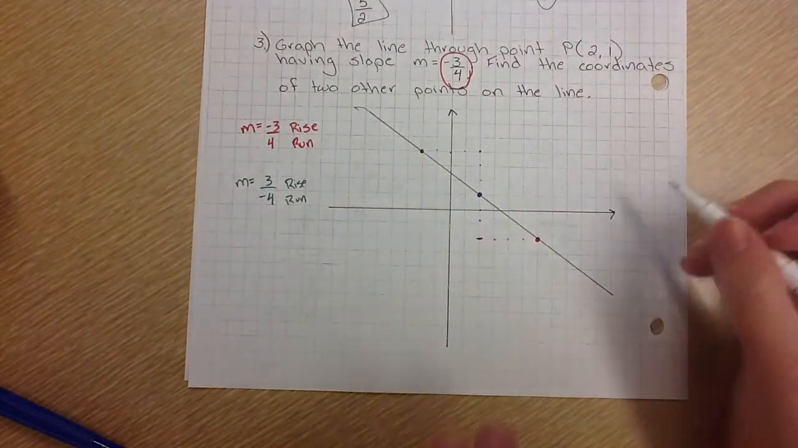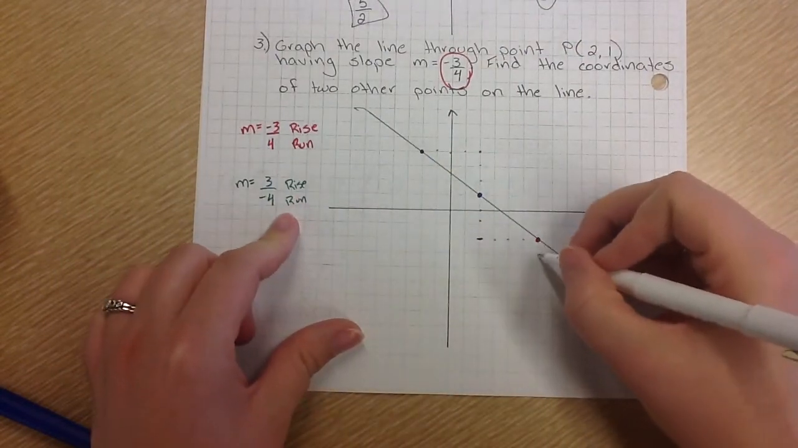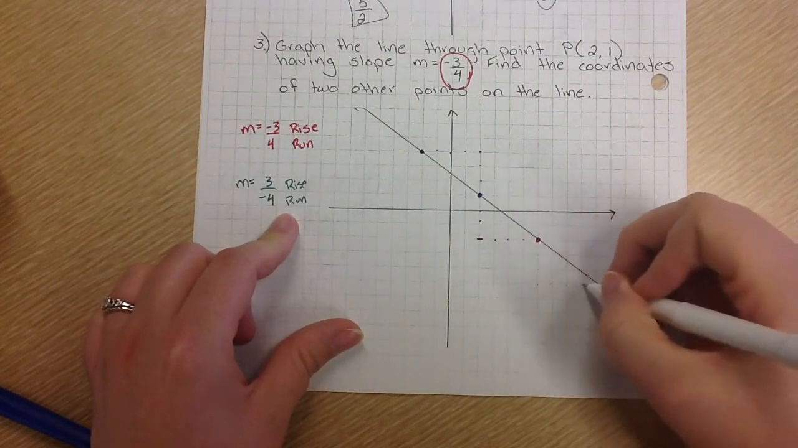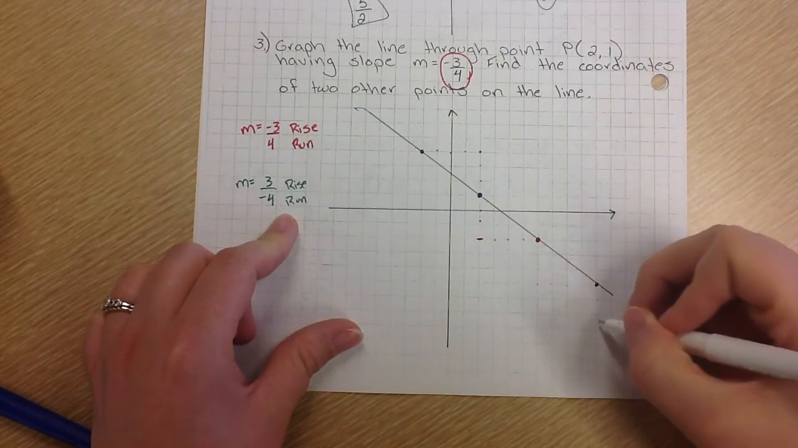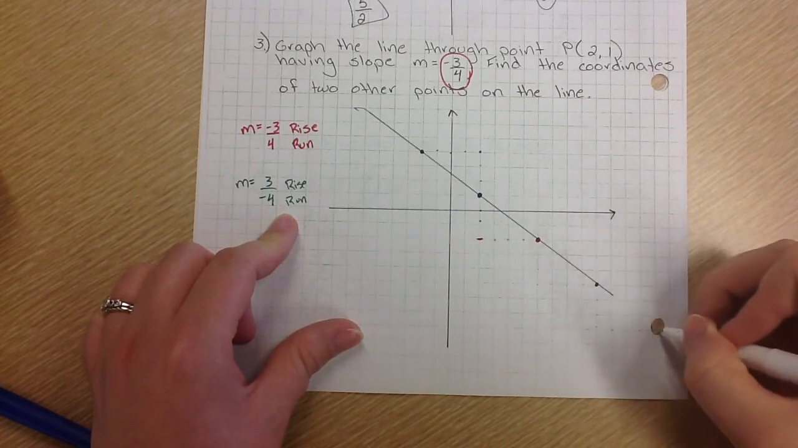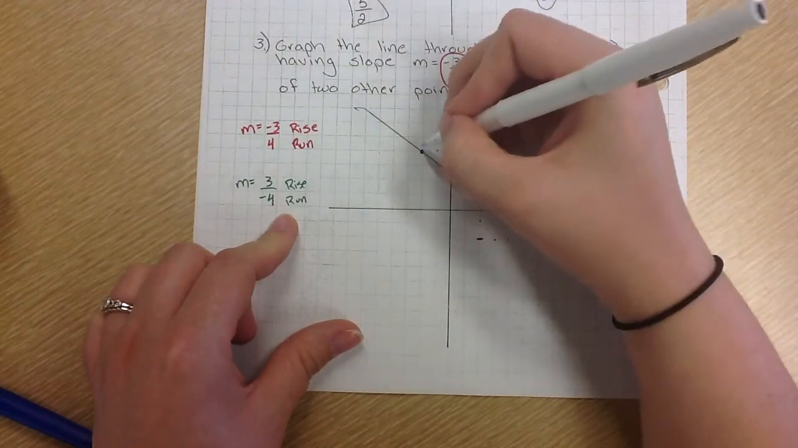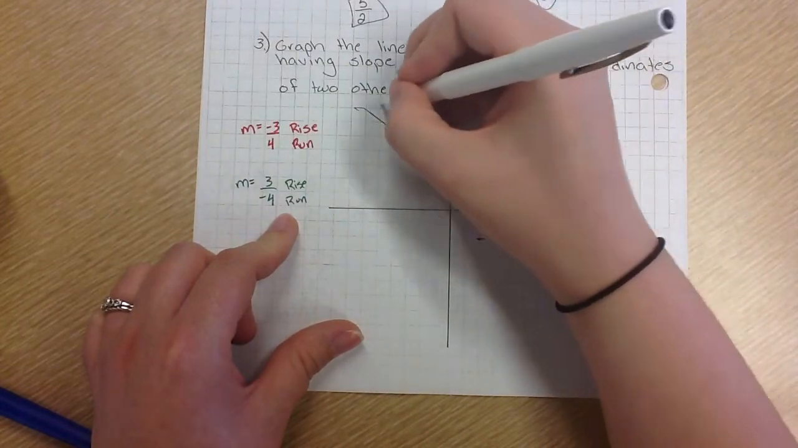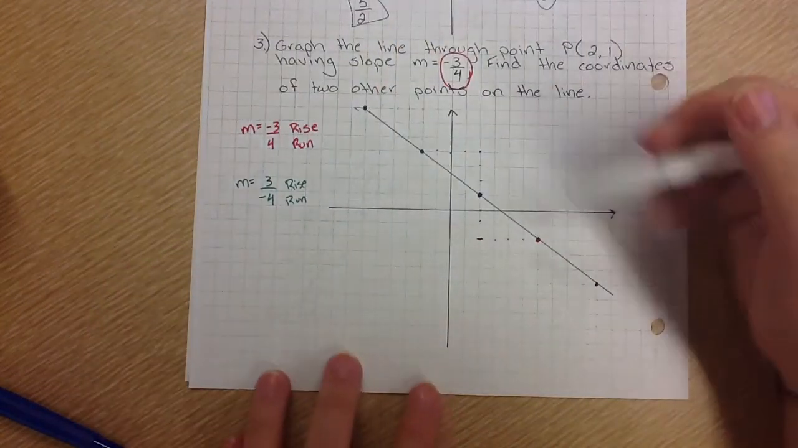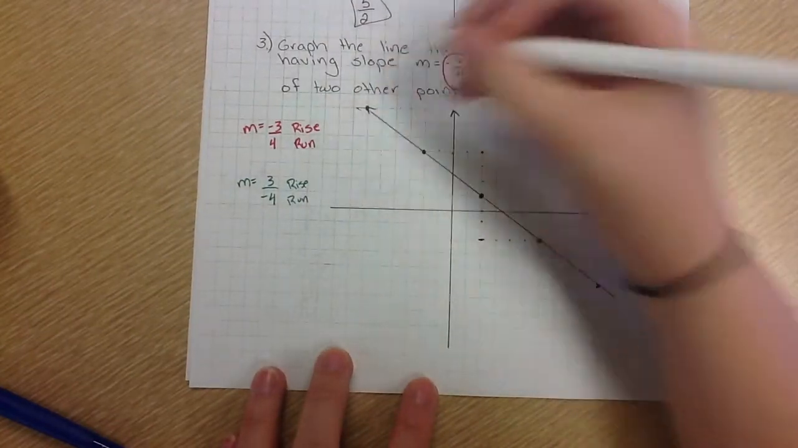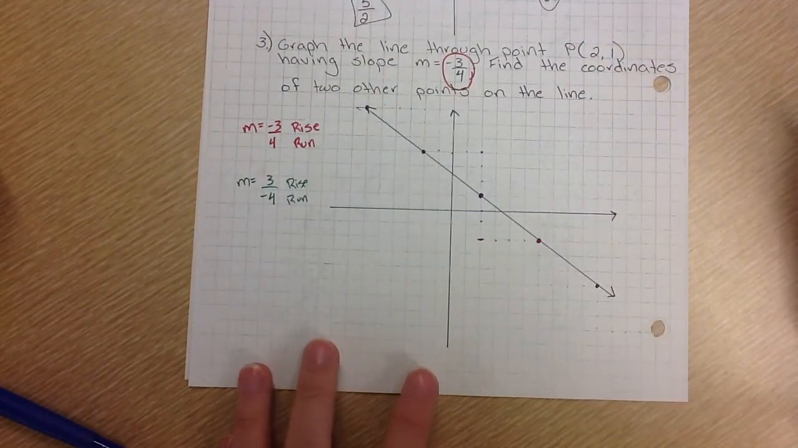And I can actually keep finding points by using this rise over run. Down 3 over 4, there's another point. Down 3 over 4, another point right there. Up 3, back 4, another point right there. So it says graph the line, which I did, put arrows on both ends showing it goes on forever.